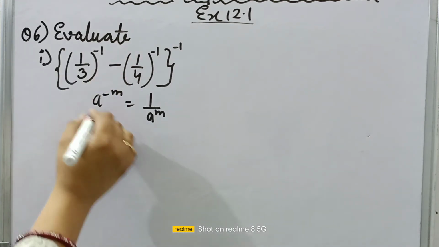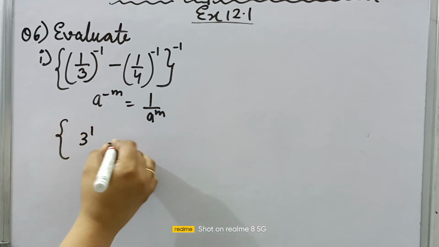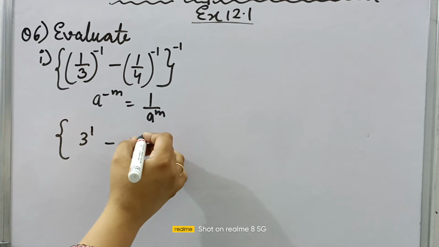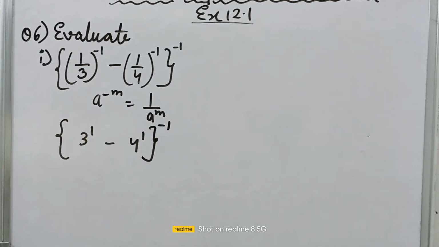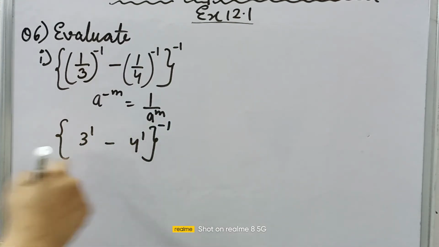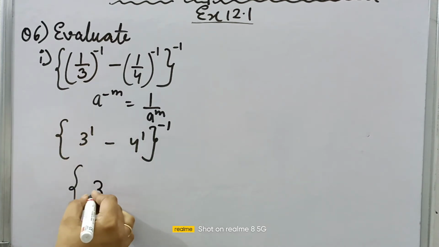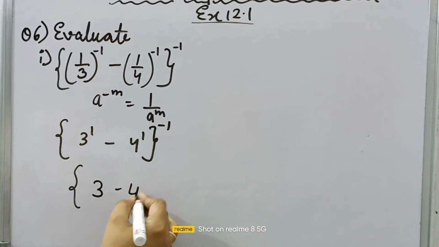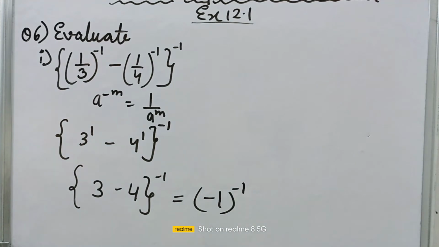So what we will do, after applying this law, we can write 3 raised to the power 1 minus 4 raised to the power 1, whole raised to the power minus 1. So we will make this exponent positive later on after solving these values. First we will solve this. 3 raised to the power 1 means 3 and 4 raised to the power 1 means 4, whole raised to the power minus 1. Now 3 minus 4 is minus 1, whole raised to the power minus 1.